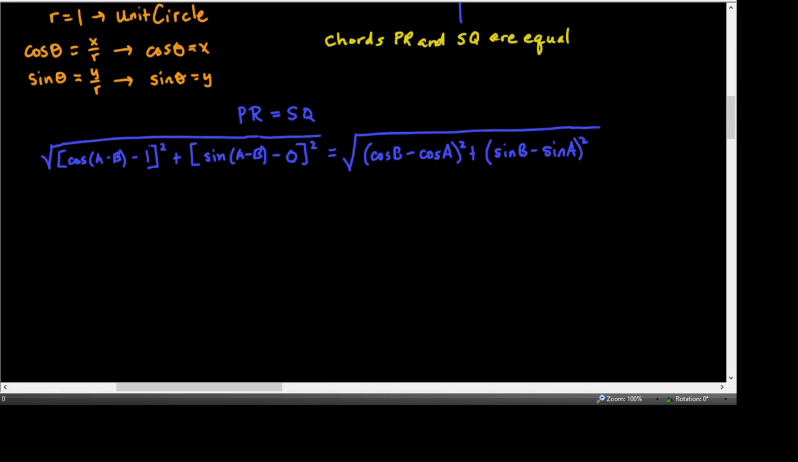So what I'm going to do is start by getting rid of the radicals by squaring both sides. I'm going to do a little simplification. Sine of A minus B minus 0 is still sine of A minus B, and that will be squared. So sine squared of A minus B. And that would leave what's under the radical when I square both sides of the equation.